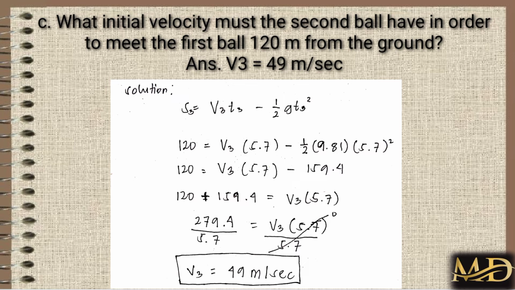So therefore 279.4 is equal to V3 times 5.7. And divide 5.7 both sides. So V3 is equal to 49 meters per second.